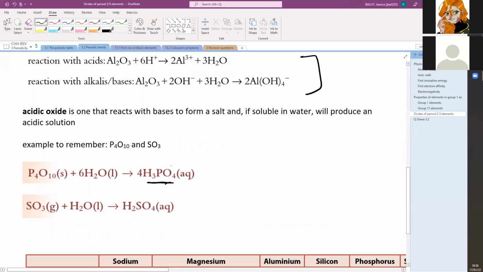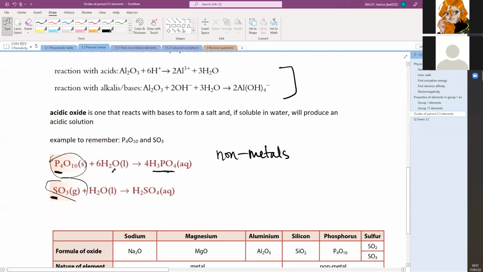So the way I think of it is, since I said metals form basic solutions, it's typically the non-metals that will form acidic oxides. So see here, there's phosphorus and there's sulfur. They're both non-metals, and when they react with oxygen, they make this compound, and then when they react with water, you get an acidic solution. So you call it an acidic oxide. So again, just memorize those equations. There's nothing more you can do.